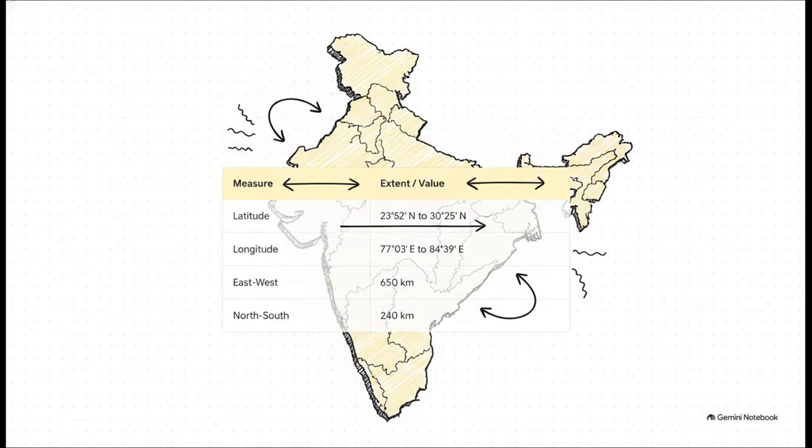It sits between 23 degrees 52 minutes and 30 degrees 25 minutes north latitude and spans 77 degrees 3 minutes to over 84 degrees 39 minutes east longitude. It's an absolute geographical giant. You can literally see its massive dimensions hovering right over the 3D landscape, a staggering 650 kilometers across from east to west and 240 kilometers north to south.